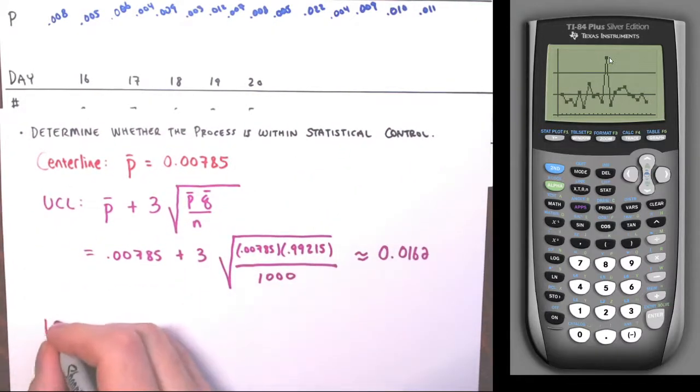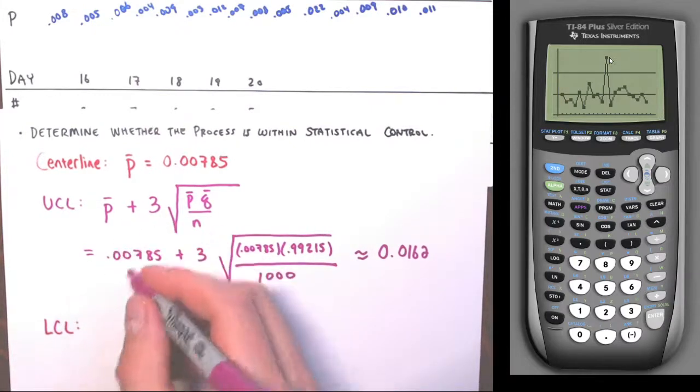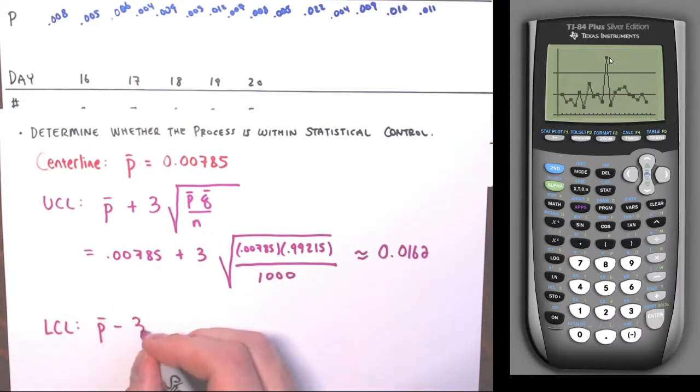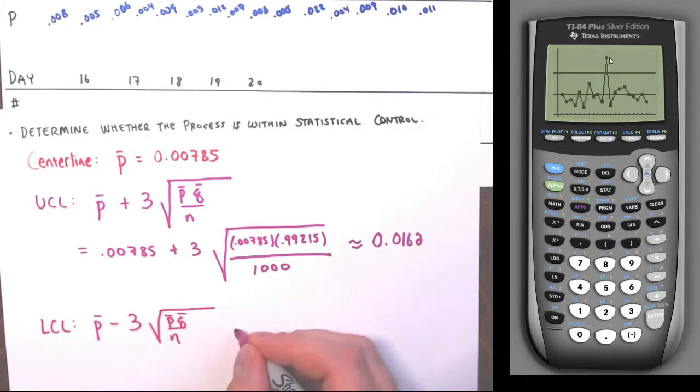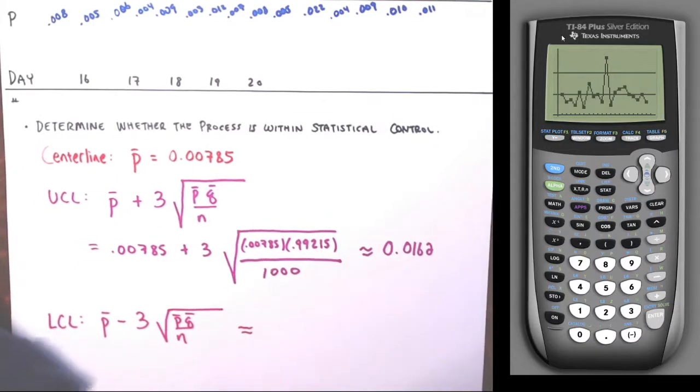All right, so what's the lower control limit? Again, it's just p bar minus 3 times the square root of p bar q bar over n. Now I'll just re-enter this and put a minus sign instead of a plus. Back to the main calculation screen, second entry. Scroll back and change the plus sign to a minus sign, that plus sign before the 3 there.